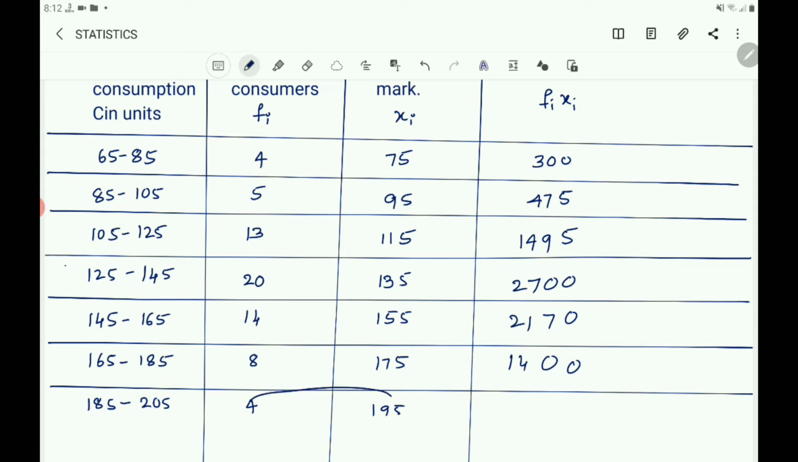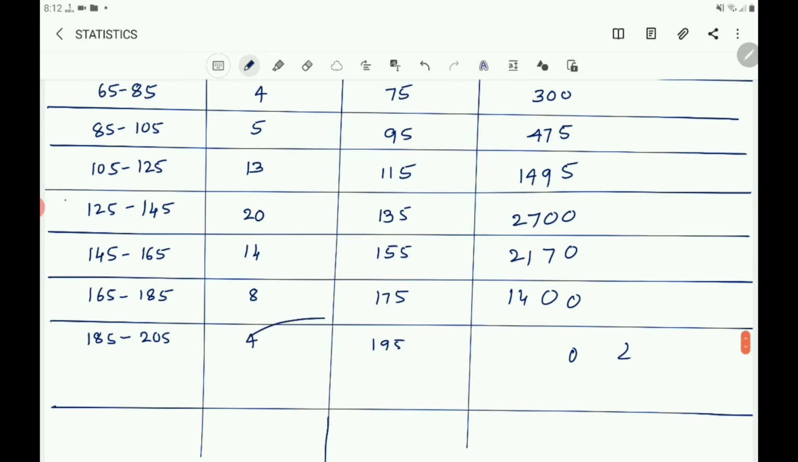4 5s are 20, 2 carry. And 4 9s are 36. 36 plus 2, 38. 3 carrying. And 4 1s are 4 plus 3, 7. You got 78. 780.